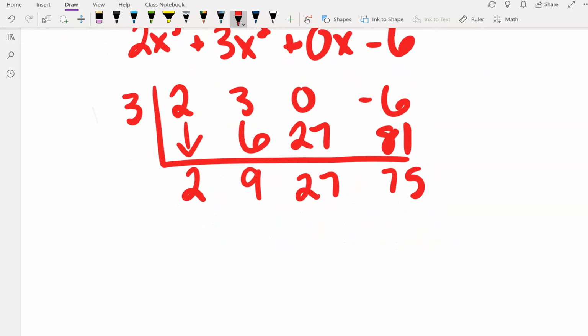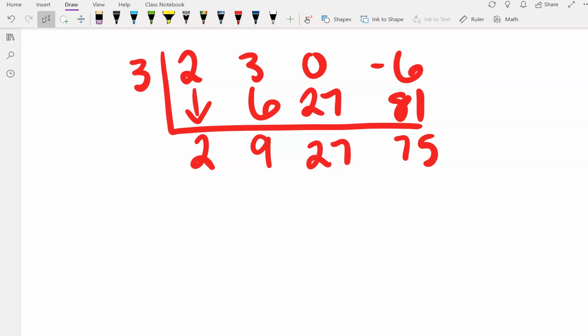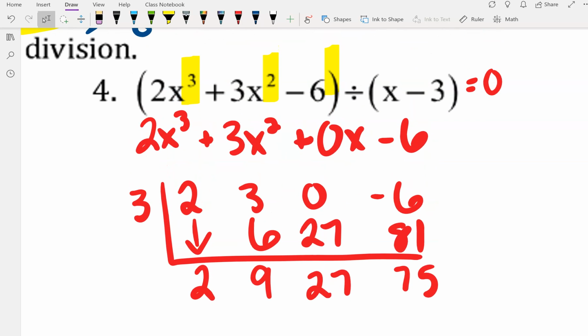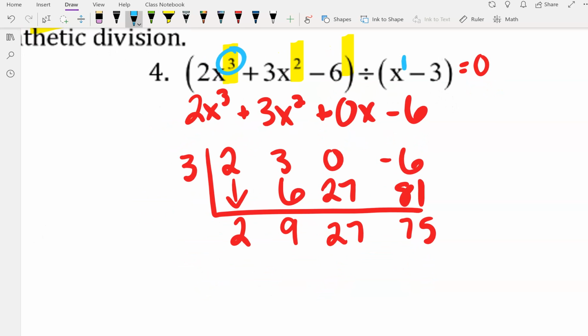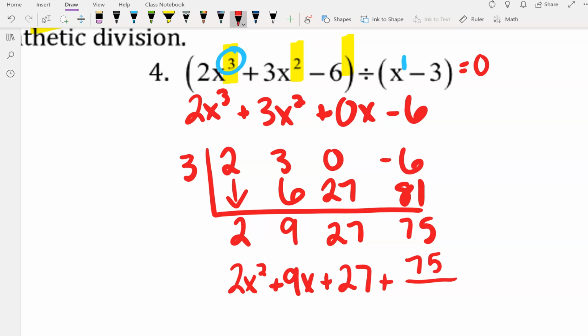All right, so this is the part that's different than synthetic substitution, so pay attention. This had been third degree, we divided by something that was first degree, which means it's going to go down to a second degree now. So this will be 2x squared plus 9x plus 27 plus 75 over x minus 3. 75 is the remainder. It always goes over the thing that you divided by.